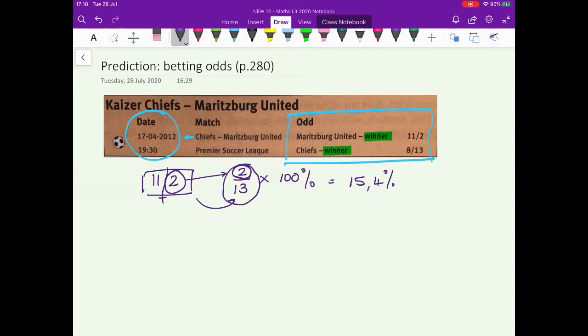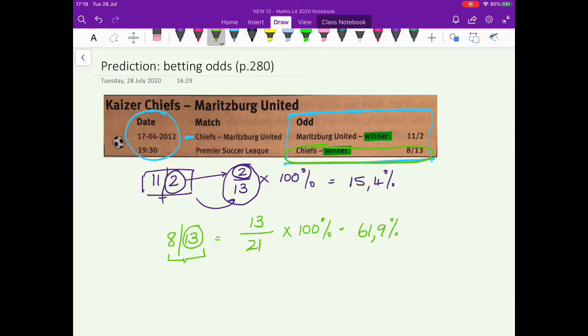However, the odds for Kaizer Chiefs to win is now 8 to 13. What does that mean? Well, Kaizer Chiefs are expected to win 13 matches out of a total. 8 plus 13 is 21. Let's convert that to a percentage. So I'm going to multiply by 100%, and that will equal 61.9%. So you can see from these odds that Chiefs are the more favored team to win this match.